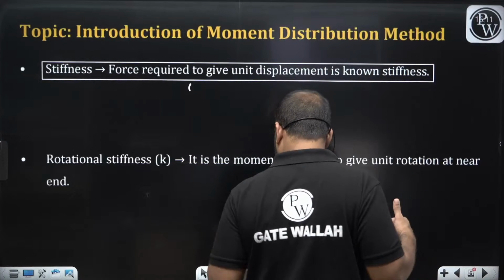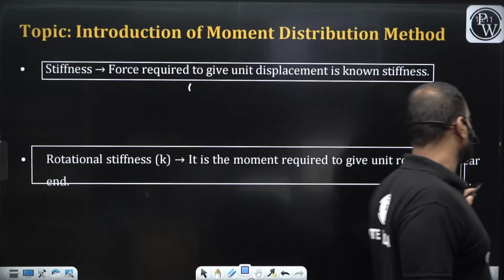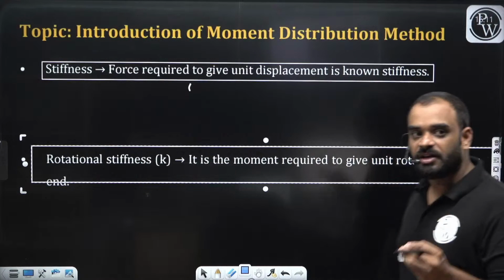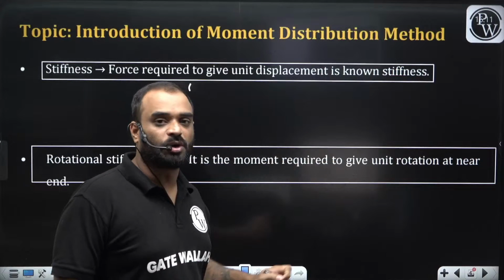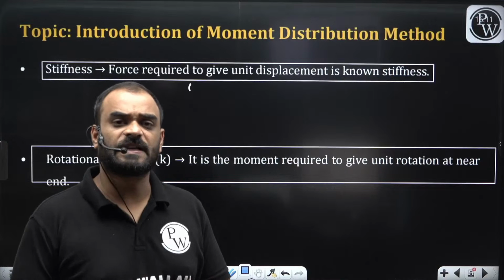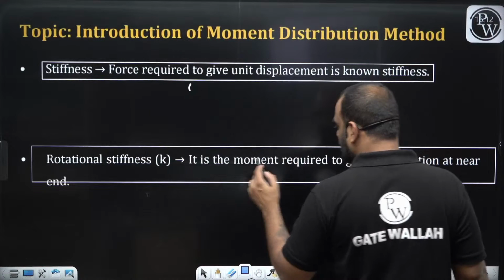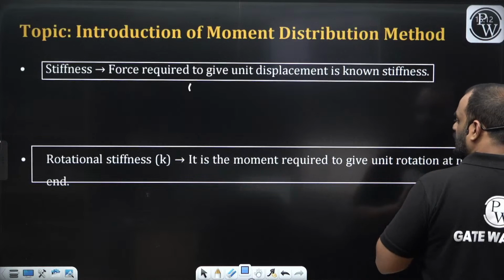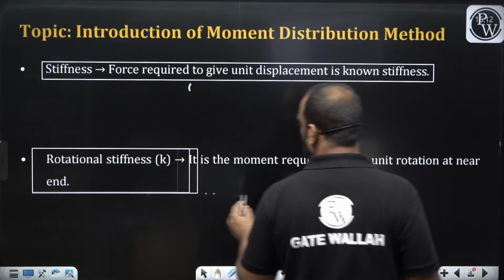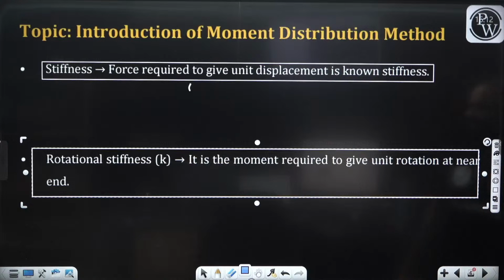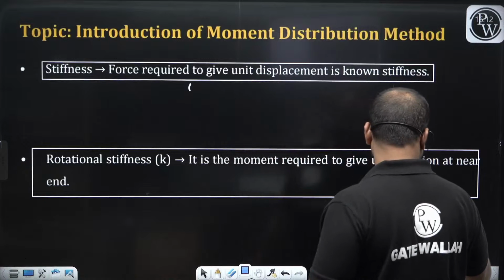Now guys, in our structural analysis, we need to understand what we mean by rotational stiffness. It is the moment required to give unit rotation at the near end. Now what is it exactly, sir? Let us discuss this. Okay. Moment required to give unit rotation at the near end, and this is basically our rotational stiffness. Okay, sir.